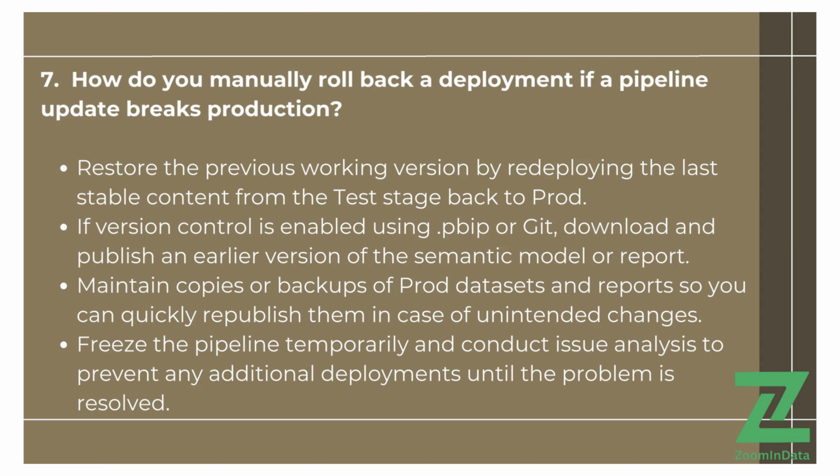If version control is enabled using PBIP or Git, download and publish an earlier version of the semantic model or report. Maintain copies or backups of prod datasets and reports so you can quickly republish them in case of unintended changes. Freeze the pipeline temporarily and conduct issue analysis to prevent any additional deployments until the problem is resolved.